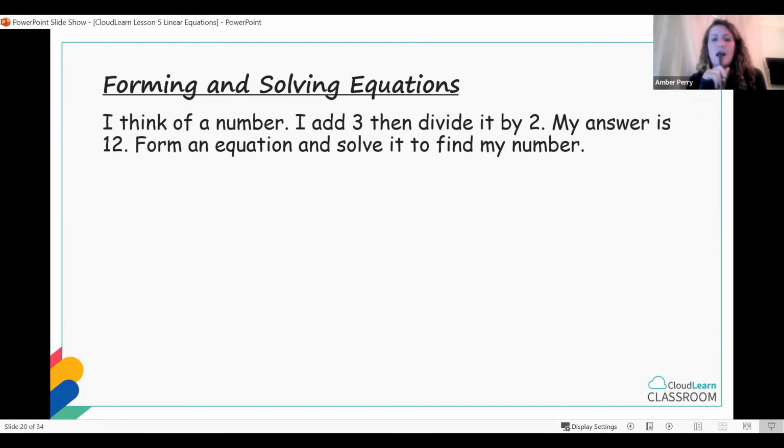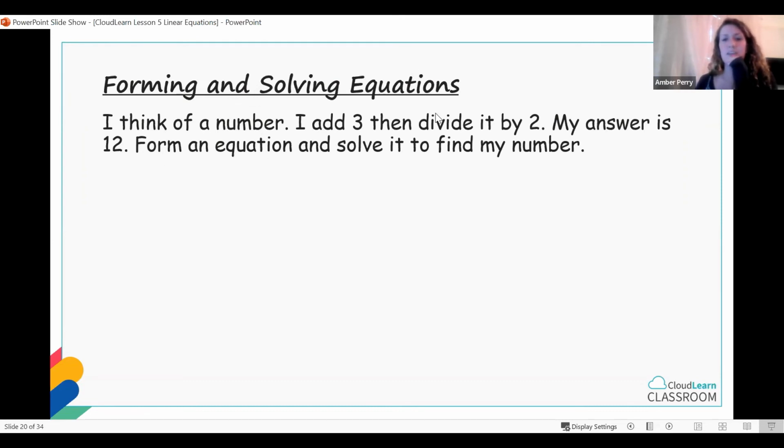Now, lots of you could probably think about how you would work backwards to figure out what the number was. I think of a number, I add 3, then I divide it by 2, and my answer is 12. Well, you're going to work backwards. So you're going to say, well, from 12, I'll start by multiplying by 2, then I'll subtract 3, and then I'll find the number that was originally thought of. That's how you would find that number. And that's exactly what you're going to do. But in the exam, you have this bit to deal with as well, this form an equation.